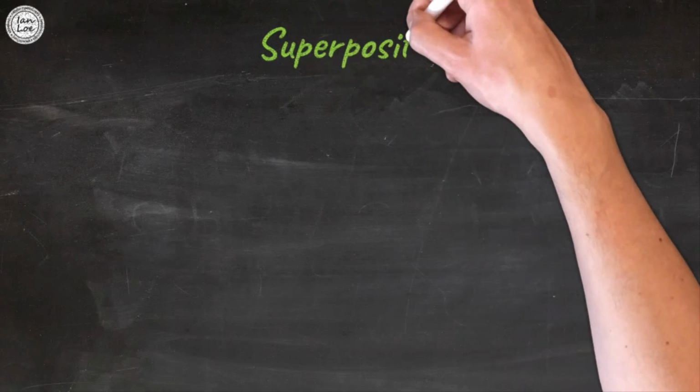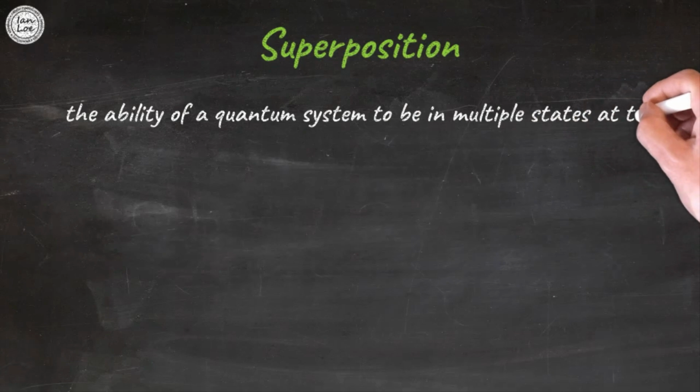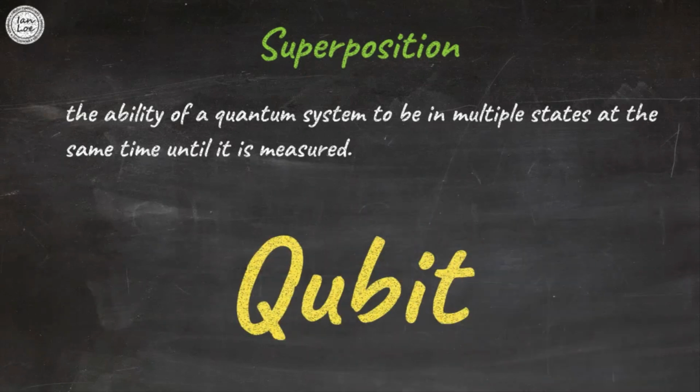Let's talk about one of the most important aspects of quantum mechanics: superposition. This is the ability of a quantum system to be in multiple states at the same time until it is measured. The power of a quantum computer is based on this, where instead of having transistors that can only be 1 or 0 at a given time, a quantum computer can be 1 or 0 or both at the same time. This is the basis of the quantum bit, or qubit, which is the counterpart in quantum computing to the binary digit or bit of classical computing.